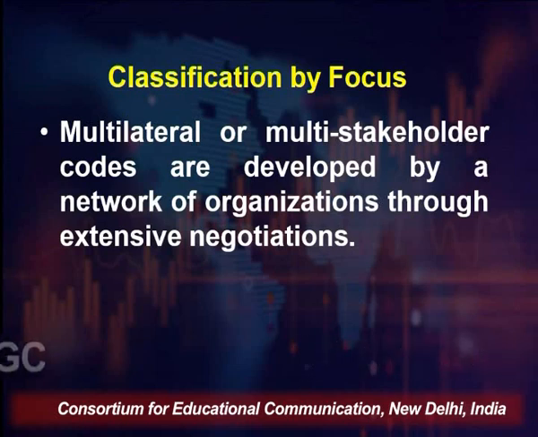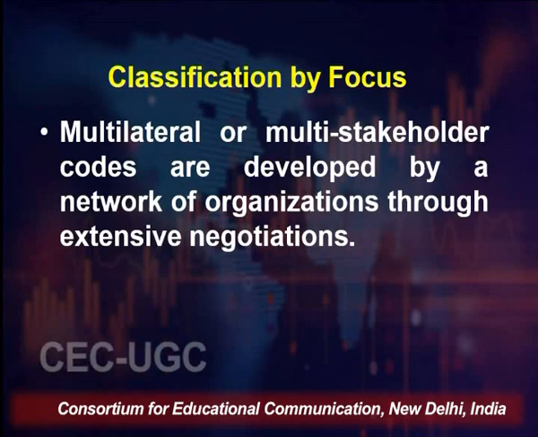In unilateral, the company has developed its own standards, its own code of conduct, and implemented it. In bilateral, you have two parties, just like I gave you an example of a framework agreement between the trade union and the company. The third one is multilateral. They are basically developed by a network of organizations through extensive negotiations.